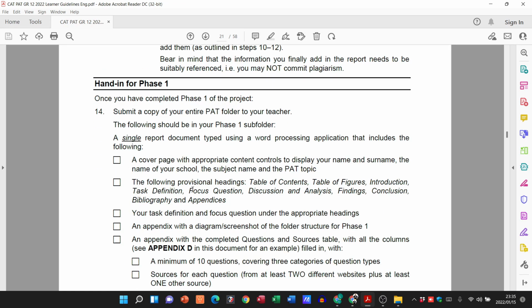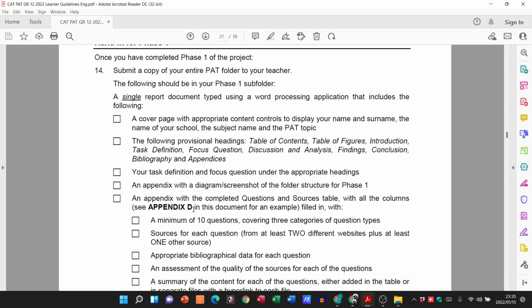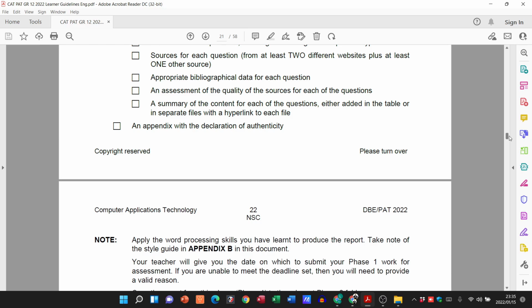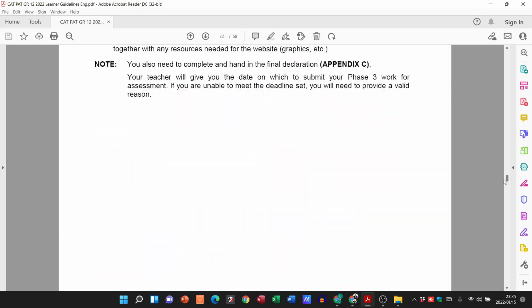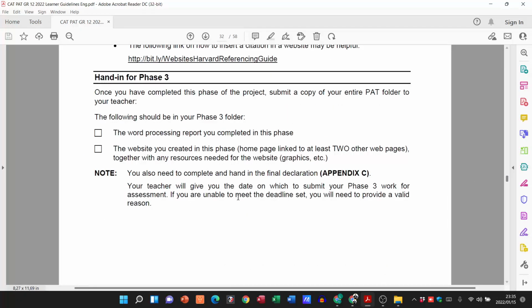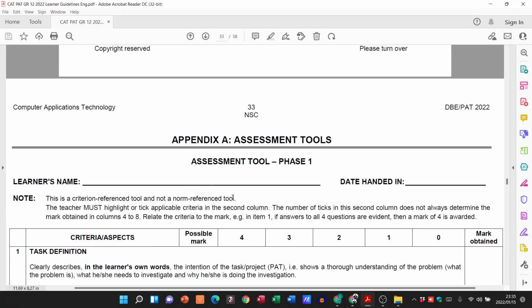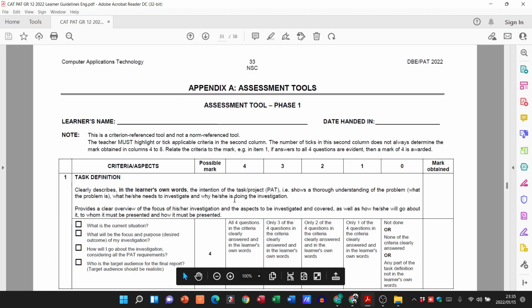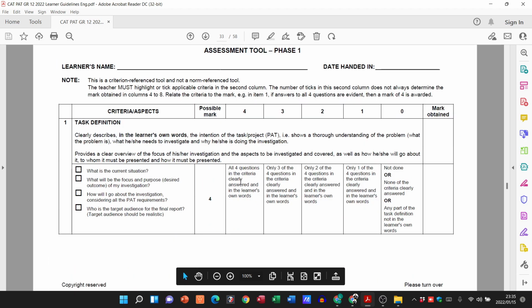Okay, and then they give you the hand-in for phase 1. You can see everything over here. Now, usually people just stick to this, but if I remember correctly, right at the bottom of the document, you'll have this. And this is the rubric that we use to mark your PAT. So here you can see for phase 1, we would put in your name, date handed in, and then we would look at your task definition according to this. And this is how we mark it.